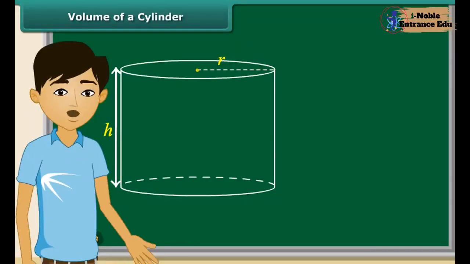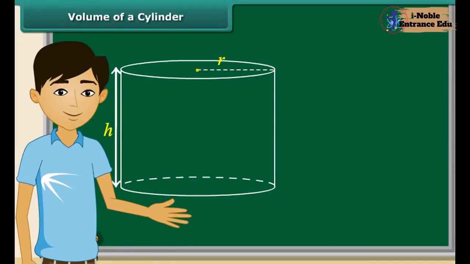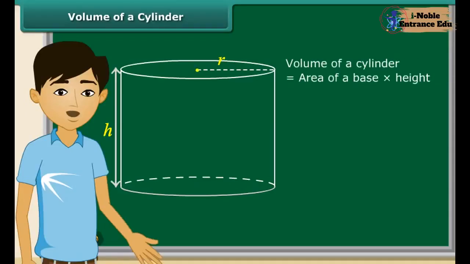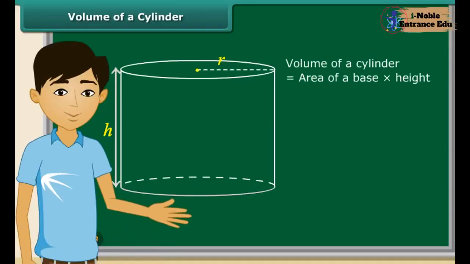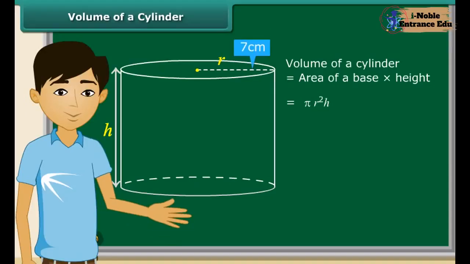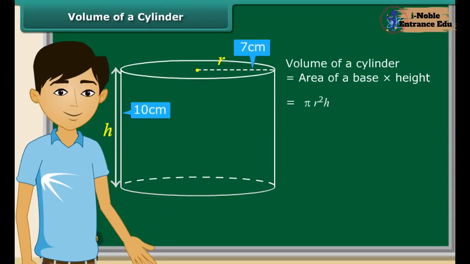Now students, we will calculate the volume of this cylinder, which is very easy to calculate. This cylinder has radius r and height h. Well, for calculating volume, we will multiply area of a base with the height. So, volume of a cylinder is equal to pi r square h. Well, let us try an example. We have a closed right circular cylinder of radius 7 centimeters and height 10 centimeters. Let us find its volume.